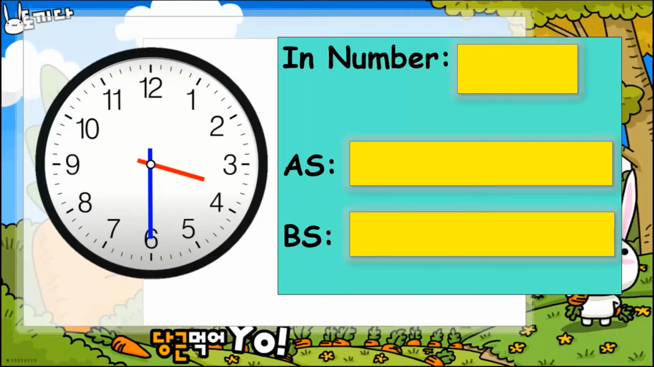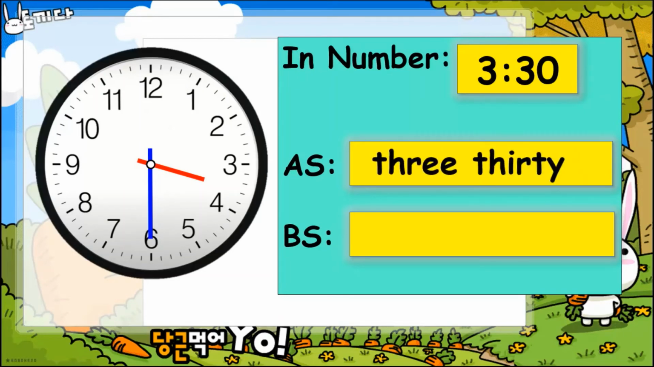Look at the picture. The hour hand points between 3 and 4. The minute hand points at 6. So in number, we can write the time as 3:30. In American style, it's 3:30. In British style, we read it as 3:30.